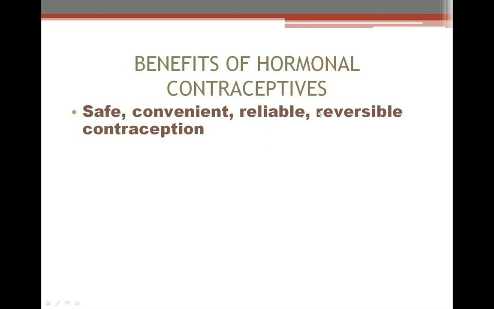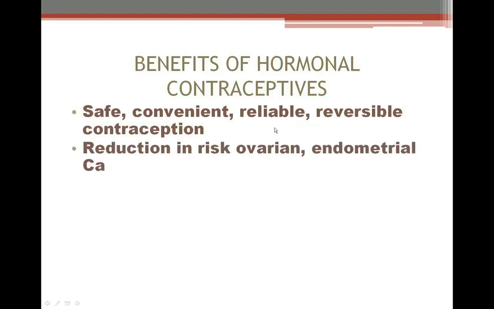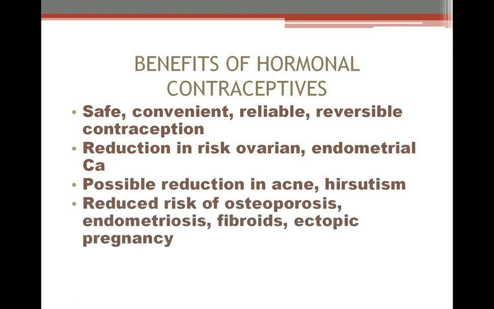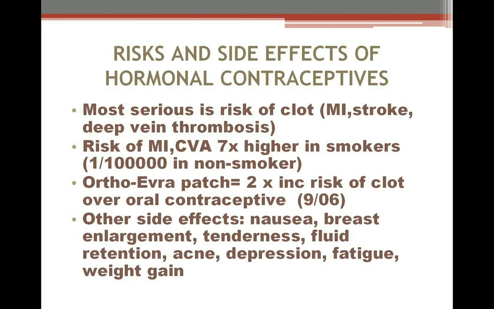So hormonal contraceptives have certain benefits. They're safe, convenient. They're reliable if you take them every day and don't miss doses, and it's reversible. You stop taking it, theoretically, things should go back to normal, although sometimes there's a period of amenorrhea, or not having periods, for several months. They probably reduce the risk of ovarian and endometrial cancer while they're being taken. They can improve acne and hirsutism, or excess hair growth, although some of the older birth control pills can make acne worse. They can reduce the risk of osteoporosis, endometriosis, fibroids, and because they prevent pregnancy, they reduce the risk of ectopic pregnancies, which are tubal pregnancies.